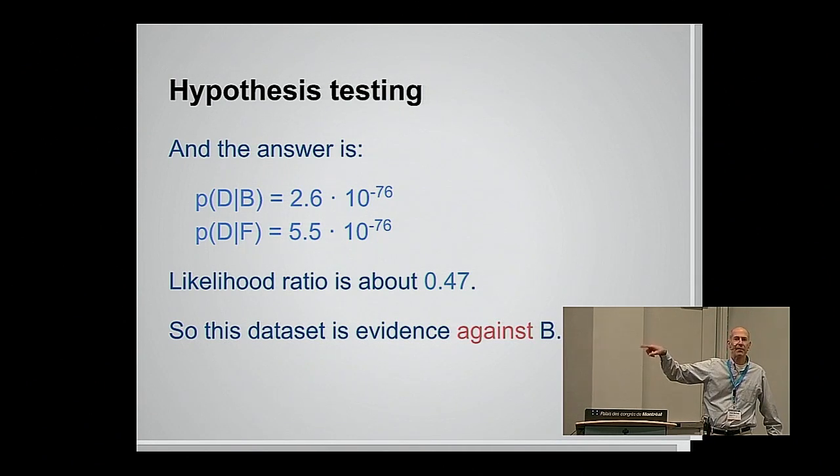So the probability of the data, if the coin is biased, turns out to be 2.6 times 10 to the minus 76, which is a very small number. And what that means is the probability of seeing this particular outcome is quite small, and that's often true for any particular outcome. The probability of the data, if the coin is fair, also a very small number. Those small numbers all by themselves don't mean very much. It's really only the ratio between them that means anything. And the ratio in this case turns out to be about 0.47, which is less than 1.